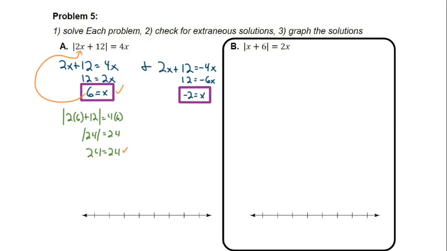Alright, the other one, same idea. Plug them in. We've got the absolute value of 2 times negative 2 plus 12 equals 4 times negative 2. So 2 times negative 2 is negative 4, plus 12 is 8, the absolute value of 8. Well, 4 times negative 2 is negative 8. And in this case, the absolute value of 8 is 8. Well, that does not equal negative 8. So this one is not a solution.